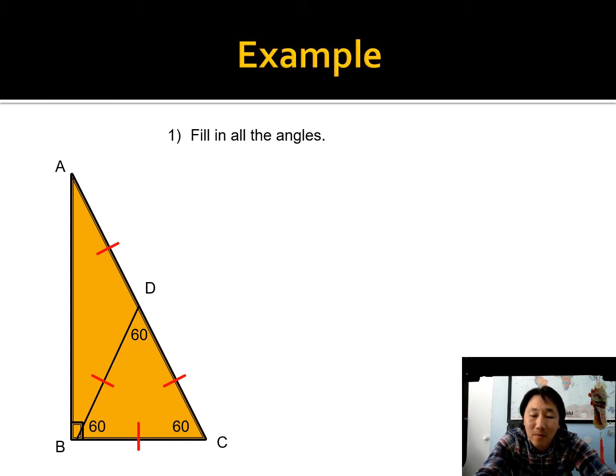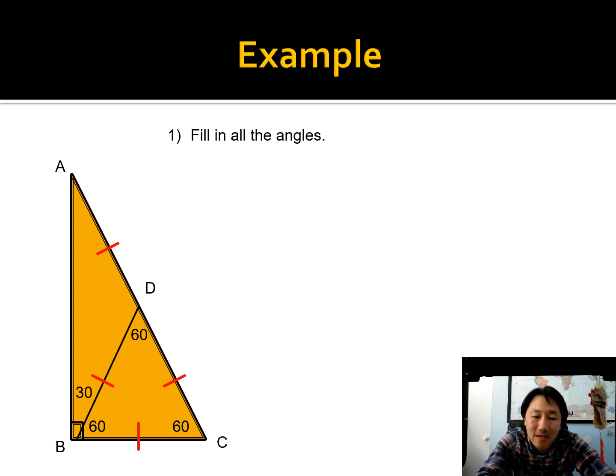All right, another marking that is important is this little box that's in the corner. That denotes that we have 90 degrees. If there's no box, you cannot assume that it's 90 degrees. Only if there's a box. In this case, we do have a box, so it is 90 degrees. Well, if the bottom part is 60 degrees, the top part of it must be 30 degrees, because 30 plus 60 is 90, complementary angles.